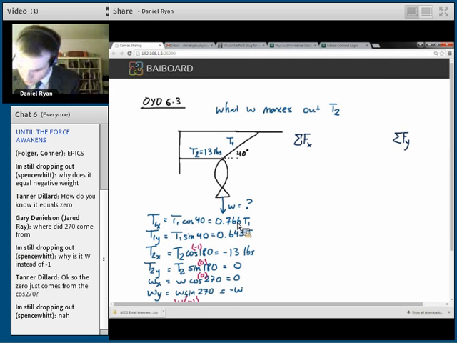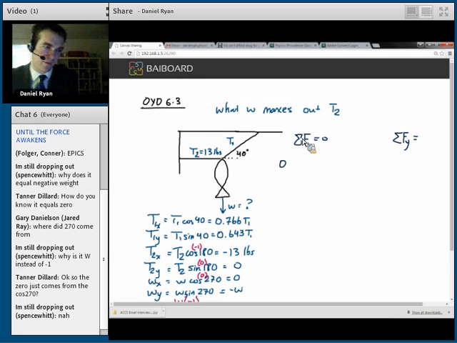Oh, one more thing. This is really important. It's an equilibrium, right? So we know that the sum of the forces for each of these is going to be equal to 0. Okay, let's start adding this up.